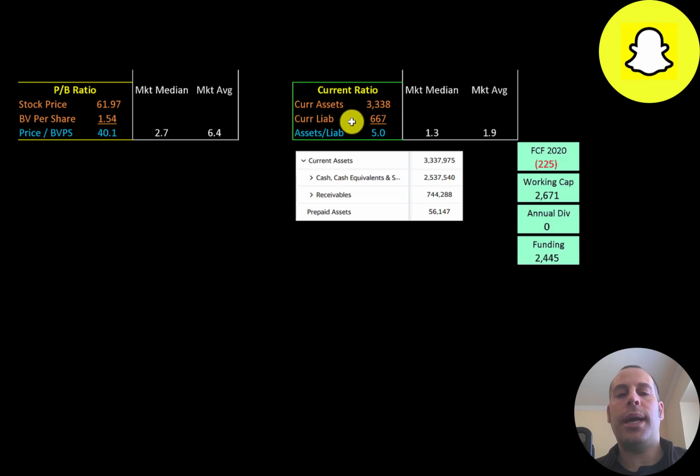Current ratio is current assets over current liabilities. They can easily cover their current liabilities with their current assets. And their current assets are $2.5 billion of cash and $700 million of receivables. So the company does seem to be well capitalized. Even though it had negative free cash flow, it has $2.7 billion of working capital. So they have about $2.5 billion of funding. And I think they will have positive free cash flow in 2021.